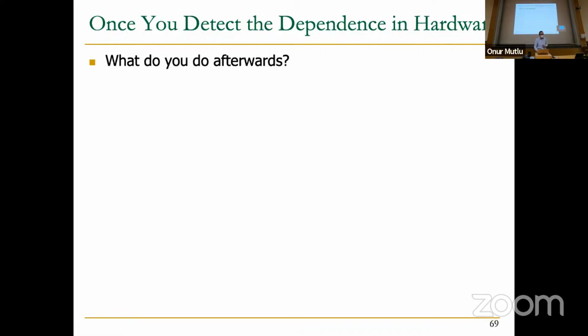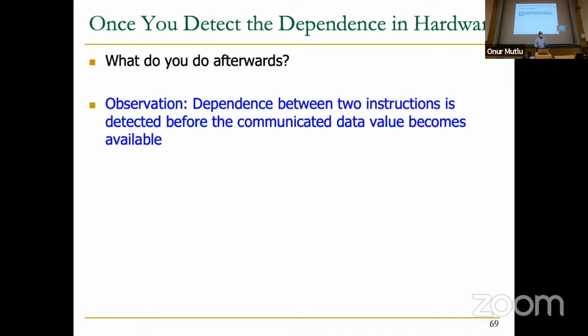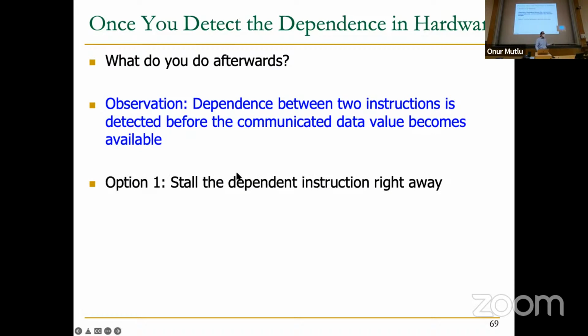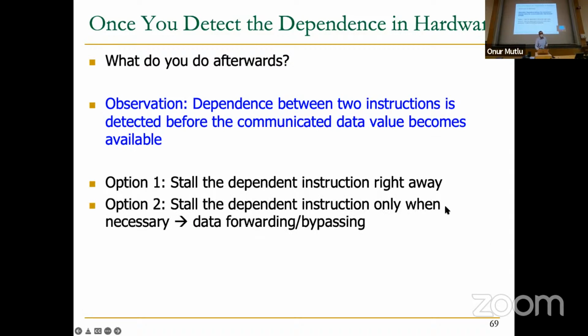Okay, so this is detection logic actually. We're going to talk a little bit more about it, but what do you do afterwards? Once you detect the dependence in hardware, what do you do? Basically, dependence between two instructions is detected before the communicated data value becomes available. One option is to stall the dependent instruction right away, and that's what I kind of assumed. Or stall the dependent instruction only when really necessary, meaning forward the data whenever it's available. Stall the instruction at the point where you really need the data. Maybe decode stage is not where you really need the data. So we will see this soon. There may be other options like moving the instruction out of the way.